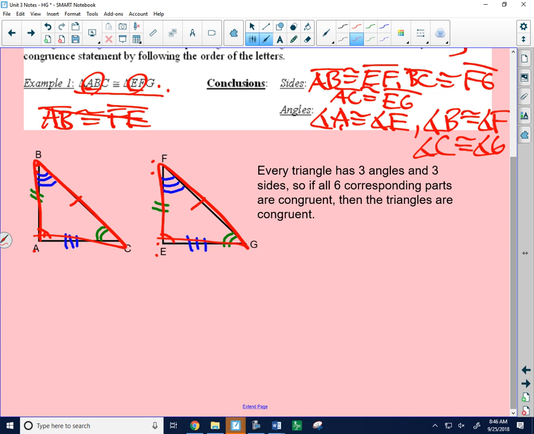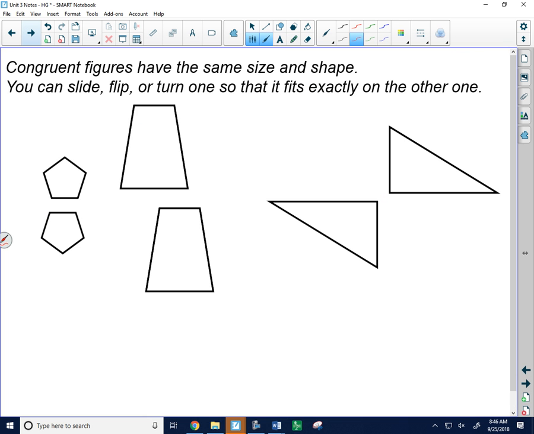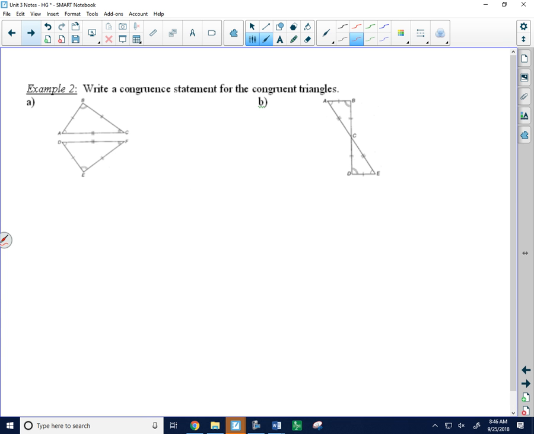So let's just do example 2, let's just do 2B below, and I think that will get the idea of what I'm saying here with the order. So let's do 2B. Write a congruent statement for these. They're saying they're congruent triangles. A congruent statement is naming the triangles and saying they're congruent. So this one, it doesn't matter where you start.